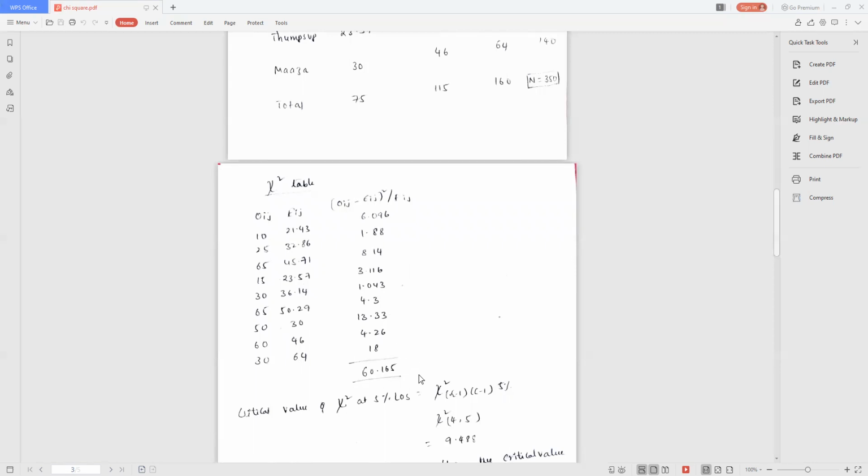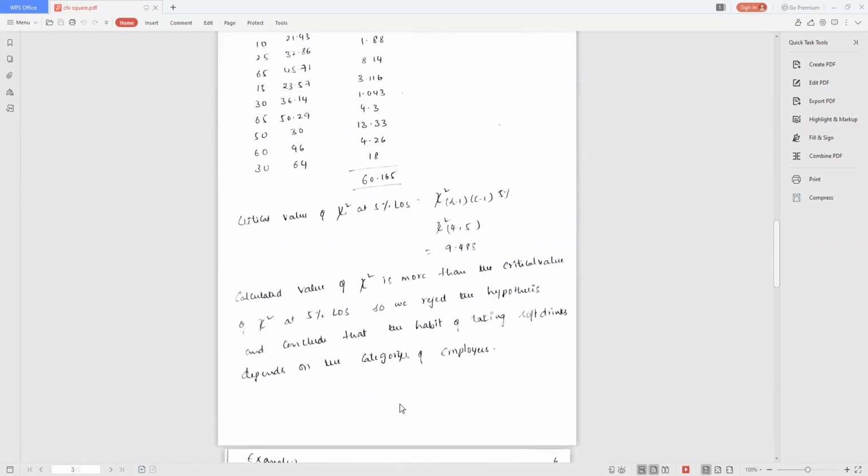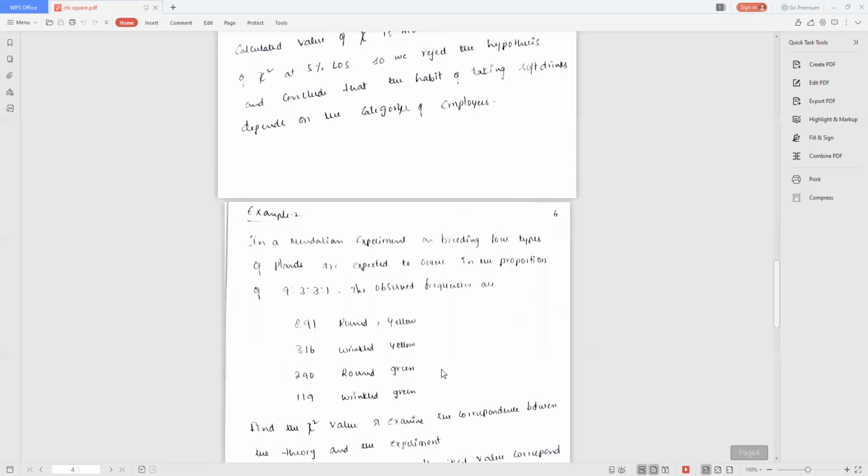Finally the chi-square value will be 6.165, and the critical value, if you see from the table, we get 9.488. Here the calculated value is more than the critical value of chi-square at 5% level. So we reject the hypothesis and conclude that the habits of taking soft drinks depend upon the categories of the employees. Clear? And next we'll see one more example.